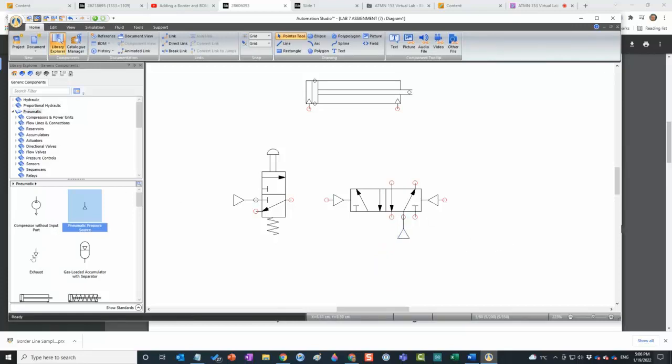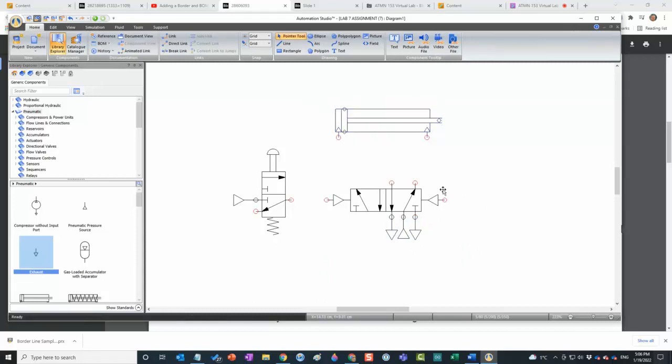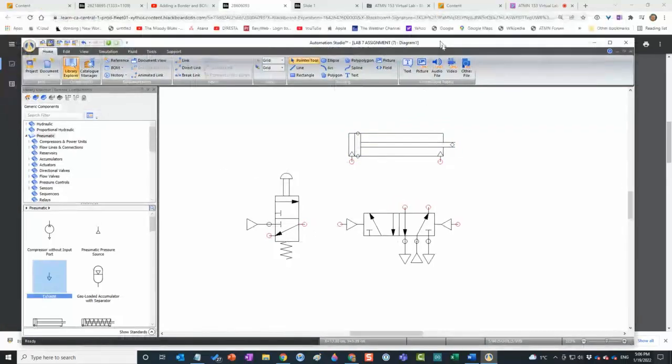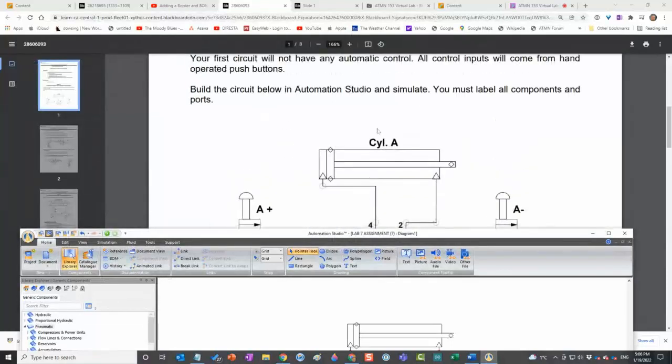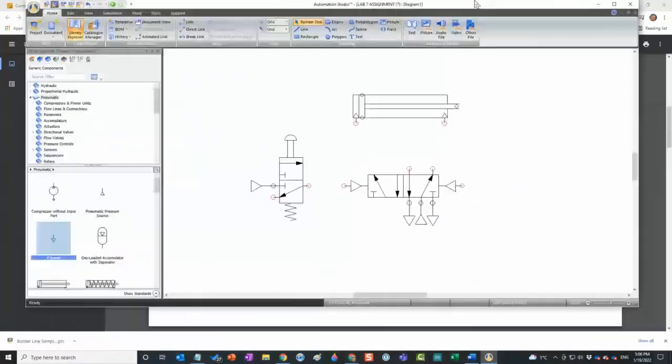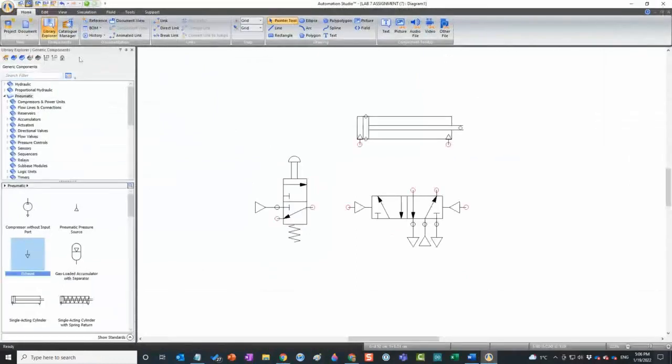Now, I need exhausts here. I'm going to take this and put that there, and I'm going to grab this and put that there. Now, this is where it gets really neat and simple. Copying and pasting is so very important. What I need to do is put port numbers in here, because if you see, all of these have port numbers, and they've got names on them, and there's a cylinder name. Okay, watch this. This is important.